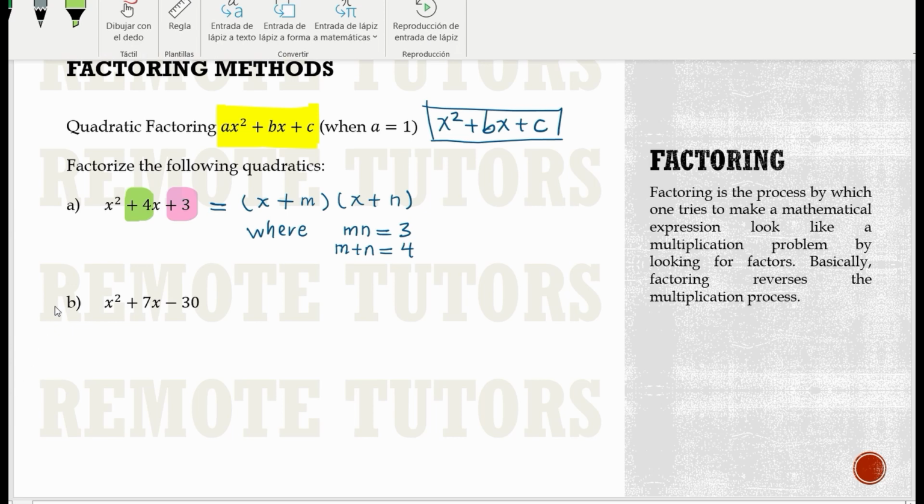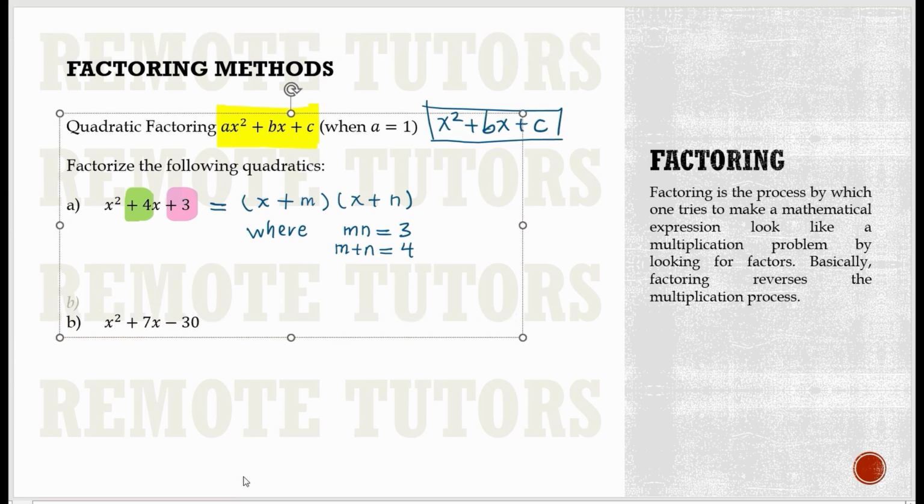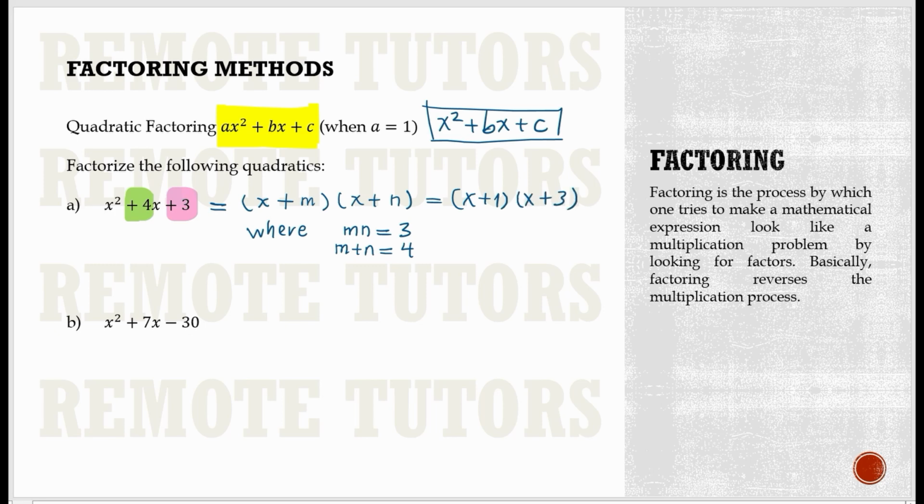Now, these two numbers are 3 and 1 respectively. So the factored form will be, I'm going to write it down here, (x plus 1) times (x plus 3). Because 1 plus 3 is 4 and 1 times 3 is 3.